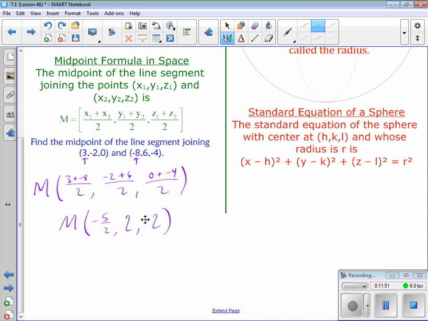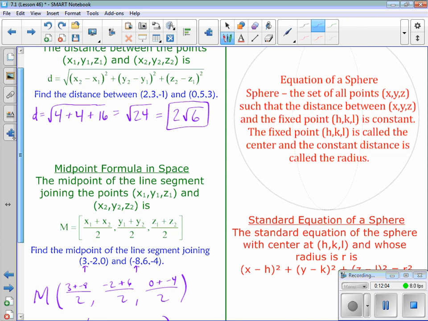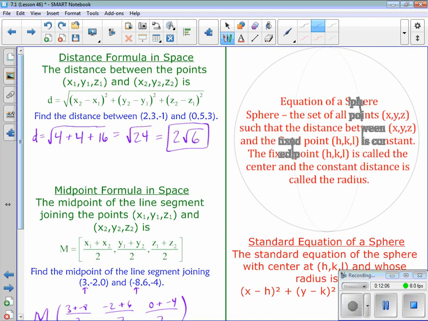So any questions on distance or midpoint? I don't think we need to sit on it for long or anything. Yeah, pretty much the same as it was before, or what you'd kind of expect, right? Okay, now equation of a sphere.